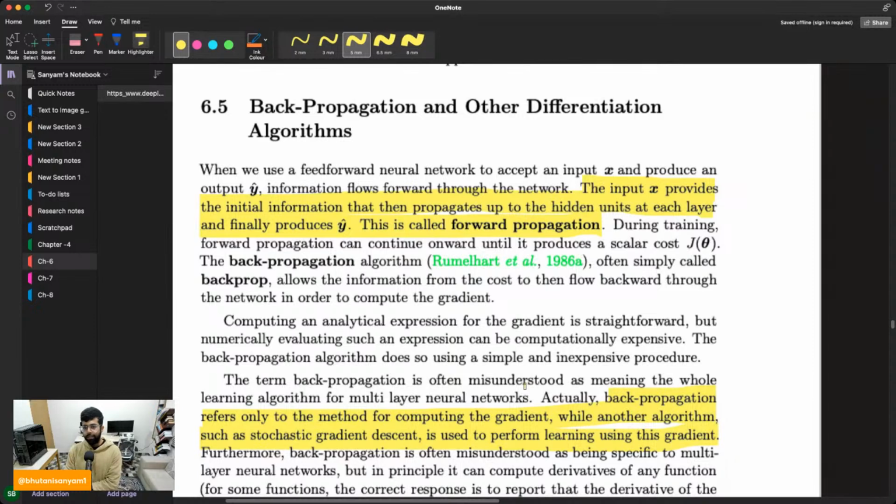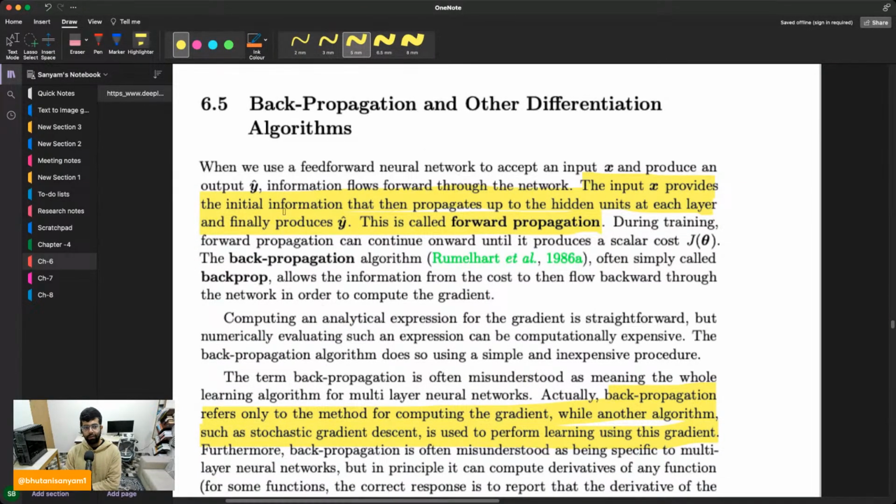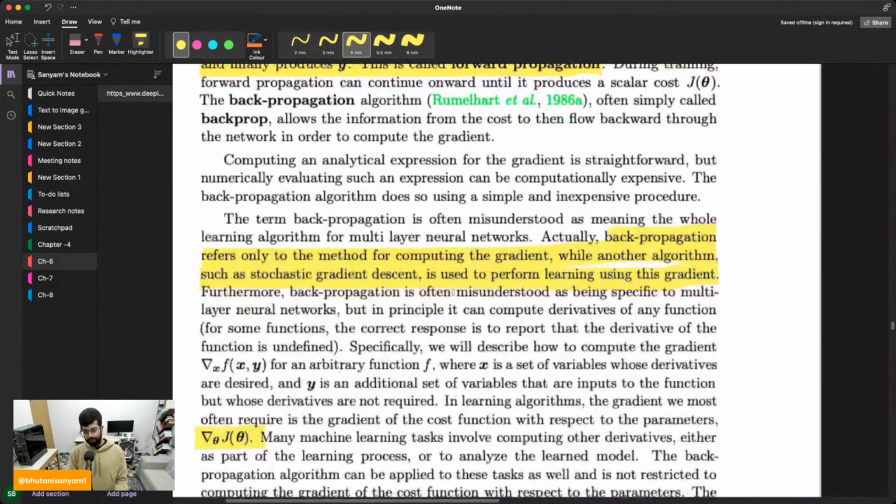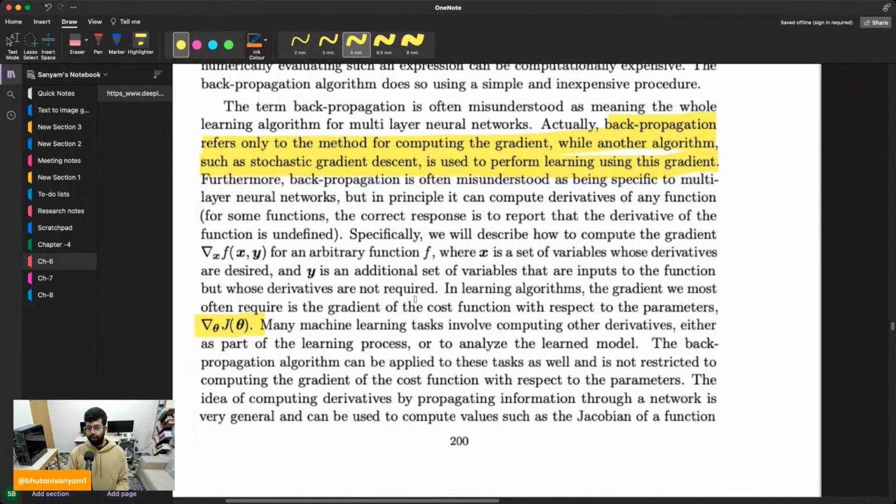The input X provides the initial information that then propagates to the hidden units at each layer. This is forward propagation, or the forward pass. Backpropagation refers only to the method for computing the gradient, while another algorithm, such as stochastic gradient descent, is used to perform learning using this gradient. One cool thing worth pointing out: the gradient we most often require is the gradient of the cost function with respect to the parameters. This is written as the gradient with respect to theta of J of theta, where J of theta is the cost function, and the gradient is calculating the gradient of the cost function.